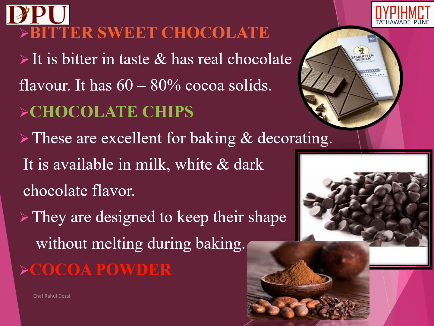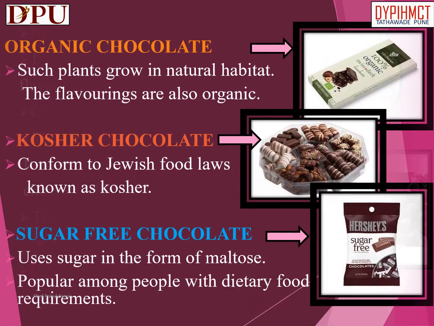Chocolate chips are excellent for baking and decorating. They are available in milk, white and dark chocolate flavors. They are designed to keep their shape without melting during baking. Cocoa powder. Organic chocolate: such plants grow in a natural habitat, and the flavorings are also organic. Kosher chocolate conforms to Jewish food laws known as kosher. Sugar-free chocolate uses sugar in the form of maltose. It is popular among people with dietary food requirements.